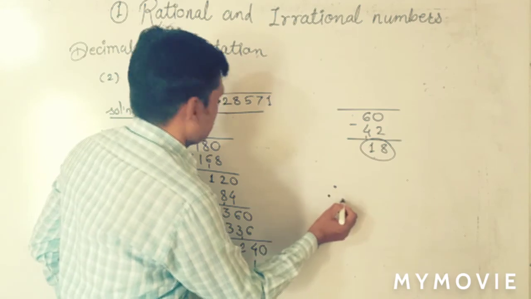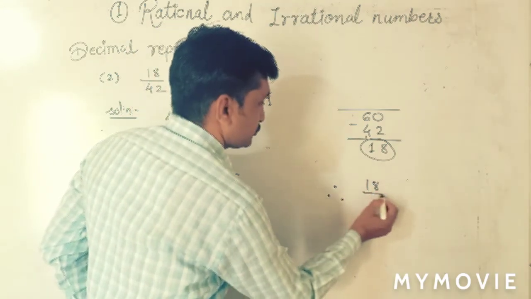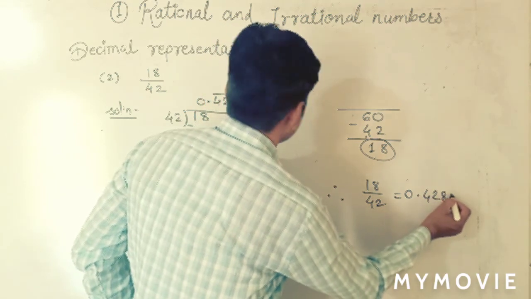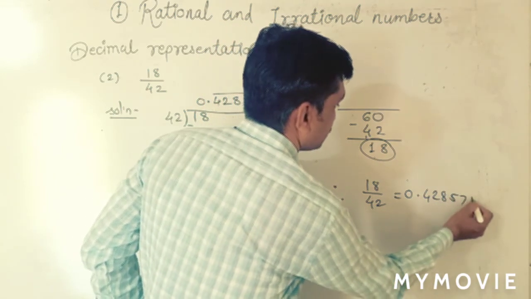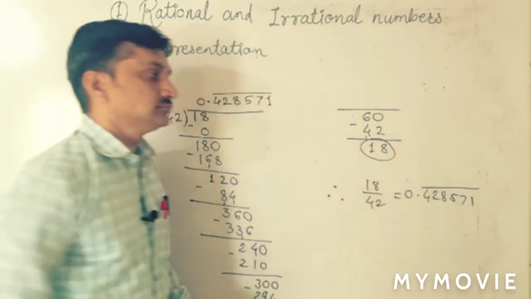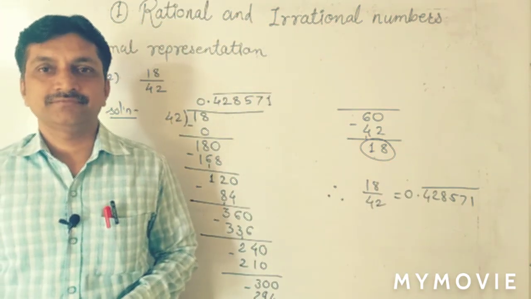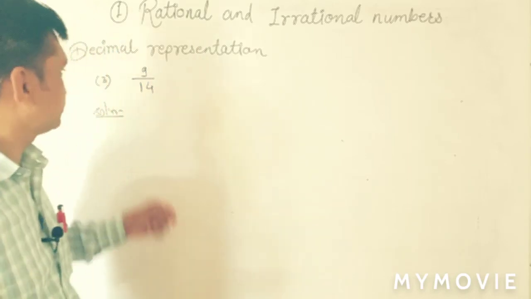Therefore our answer is here: 18 upon 42 is equal to 0.428571. This is the answer in decimal form. Let's see example number 3.